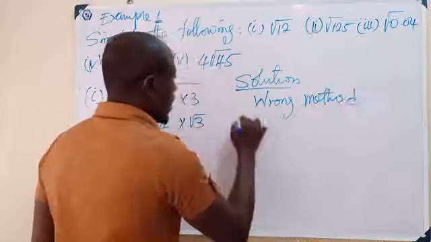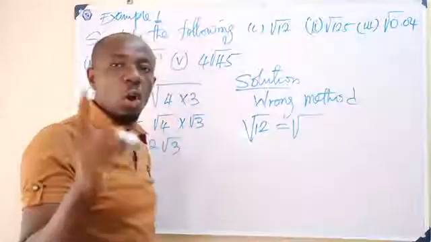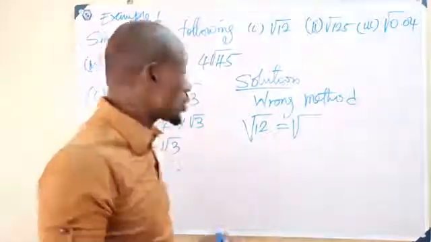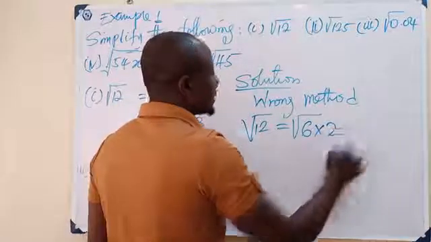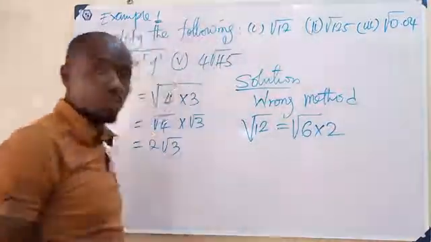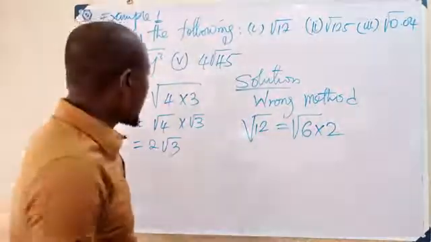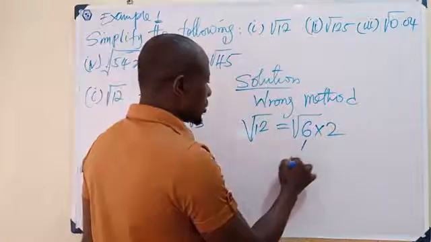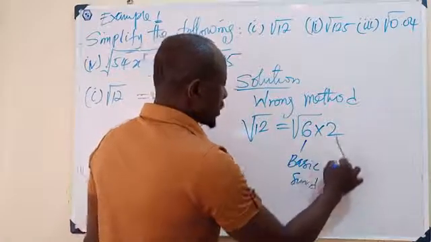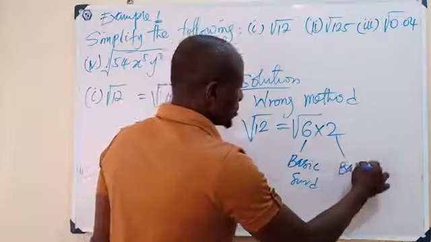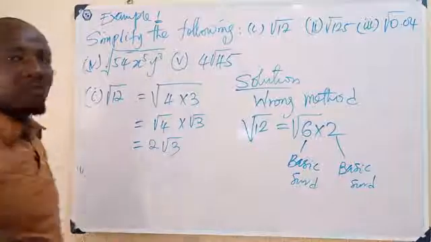Wrong method. So you have root 12, which is equal to, now you fail to obey the rule of one basic surd and one perfect square. You now break it down using root 2, root 6 times 2. Look at the problem here. The problem here is that this is a basic surd, and this is also a basic surd. Can you see it? You cannot simplify it more than this.